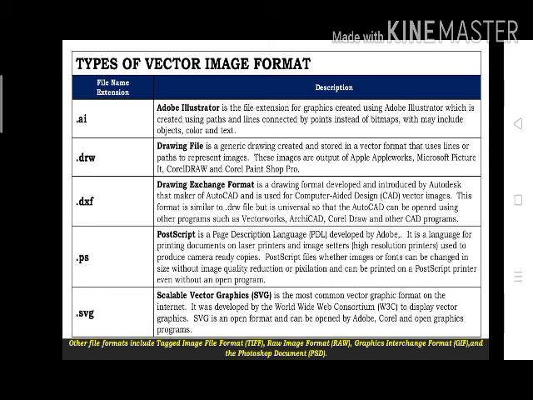We have different types of vector image formats. The file name extensions are .ai, .drw, .dxf, .ps, and .svg. So, .ai or Adobe Illustrator is the file extension for graphics created using Adobe Illustrator, which is created using paths and lines connected by points instead of bitmaps. It may include objects, colors, and text.